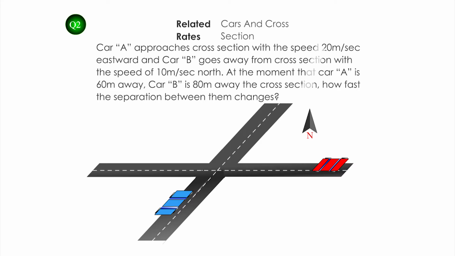We will now look at question 2 from the quiz. Let's start with part A. Car A approaches the cross-section with the speed 20 meters per second eastward, and car B goes away from the cross-section with the speed of 10 meters per second north. At the moment when car A is 60 meters away and car B is 80 meters away from the cross-section, how fast does the separation between them change?